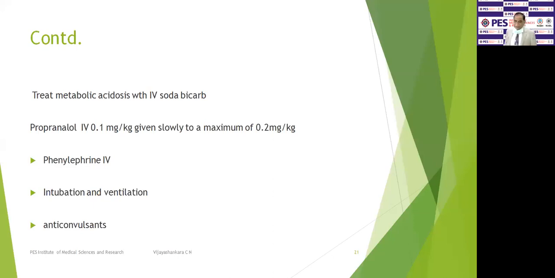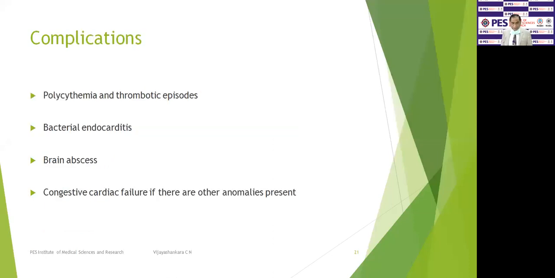Then you give propranolol, which relaxes the infundibular area of the right ventricle. You give 0.1 milligram per kg, given slowly, to a maximum of 0.2 milligram per kg. You can use phenylephrine, which increases the peripheral vascular resistance, which can also be tried. Or sometimes some people use phenylephrine as a first line and then use propranolol as a second line of vasoactive substances. Intubation and ventilation if necessary, and if the child develops convulsions, you may have to use anticonvulsants.